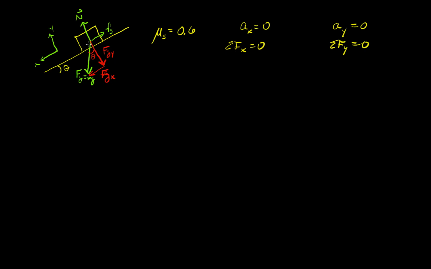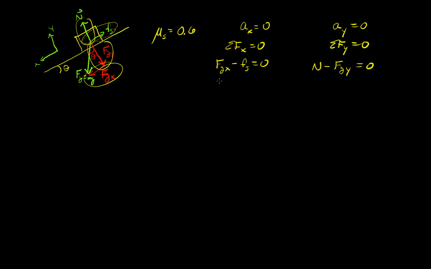So the net force in the x direction, we need to find all the x's. So we have this one and we have one down here. And we're calling down positive, so this would be fgx minus static friction is equal to 0. In the y direction, we have the normal force and the force of g in the y direction. So it would be the normal minus fg in the y direction is equal to 0.